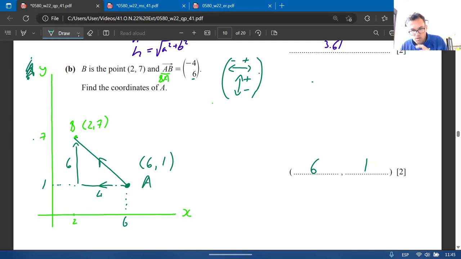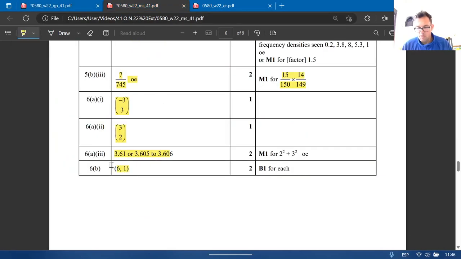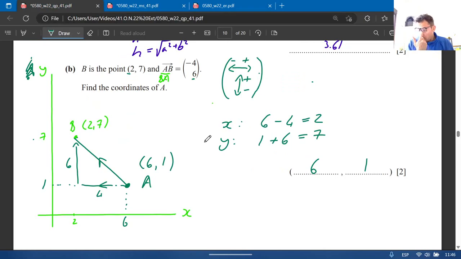So we kind of have to work backwards. We need to think: for the x value, where do I have to start off? If I subtract 4, I end up with 2. And for y, if I go up 6, where did I start to end up with 7? I hope that makes sense. (6, 1) being the right answer. Be careful.